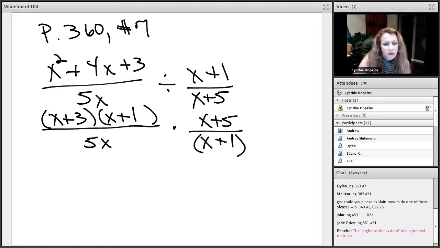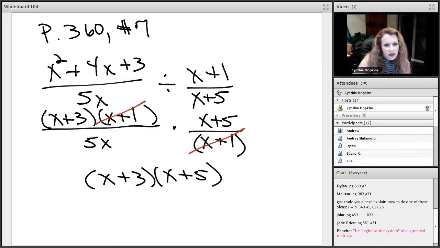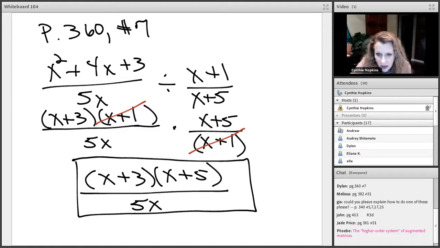So the quantity x plus 1 here in the denominator is going to cancel with the factor x plus 1 in the numerator. And then this is kind of a dissatisfying answer, I think, because that's all that cancels. So I get x plus 3 times the quantity x plus 5. That's what's left in the numerator. And then my denominator is a 5x. And that's your final answer. That's all you can do. Okay? All right, back to Phoebe's question.